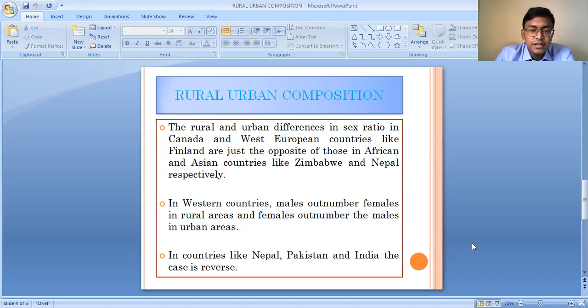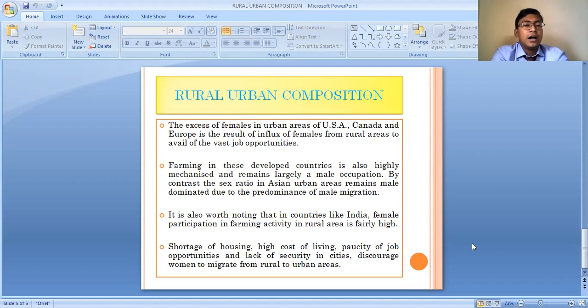Because in the Western countries, the agriculture is highly mechanized.